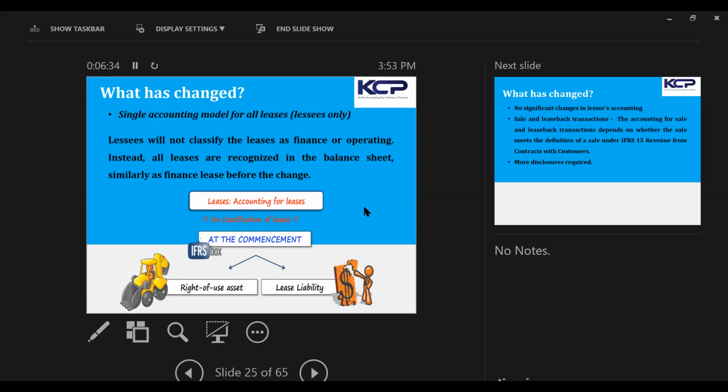Good. So what has changed? Of course, you have a single accounting model as opposed to the two accounting models using finance and operating lease. That is the basic thing that has changed. So lessees will not classify the lease as finance or operating. Instead, all leases are recognized in the balance sheet, similar to finance lease before the change. Remember, we did an illustration about the possible analytical impacts of still using operating lease when, in reality, the nature of the lease actually meets recognition as an asset.